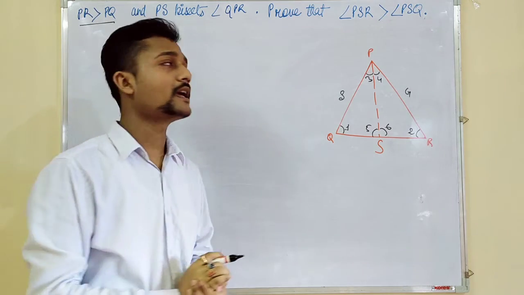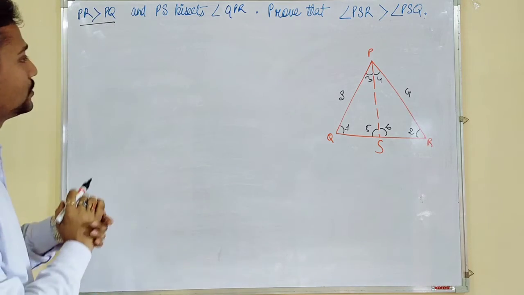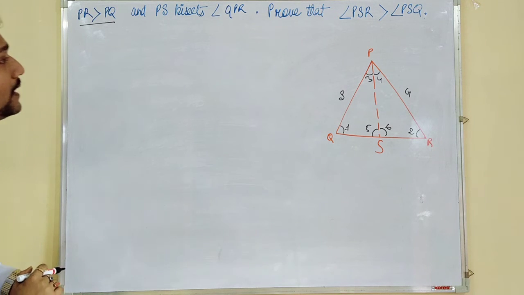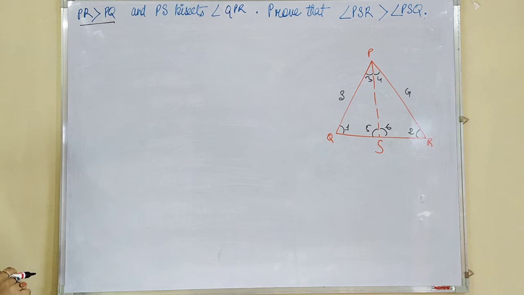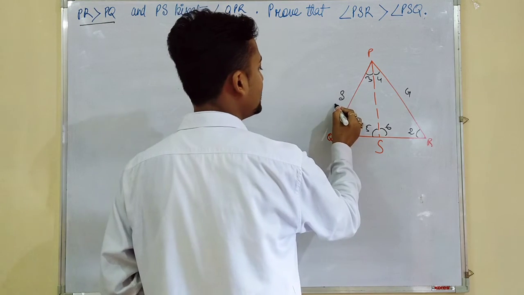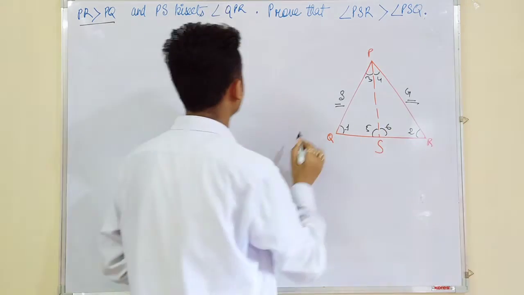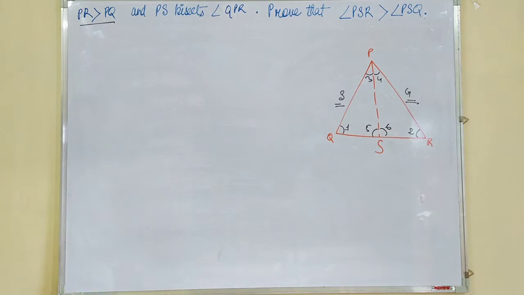So let us see what we have next. The figure is drawn on the right hand side of the board. You can easily see, and the question here is: PR is greater than PQ. This is greater than this. Okay, that I have mentioned, smaller.